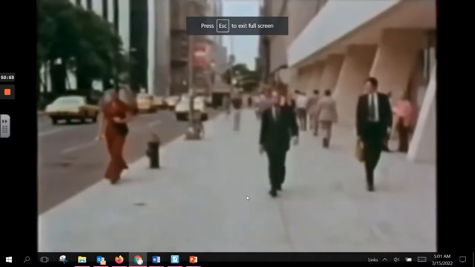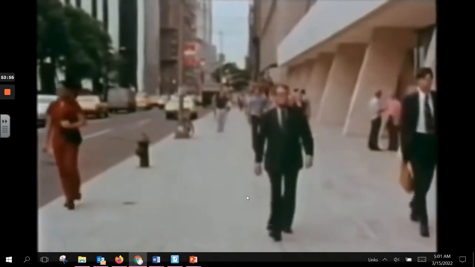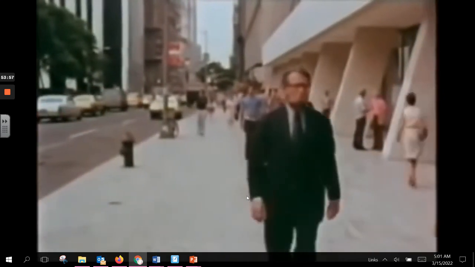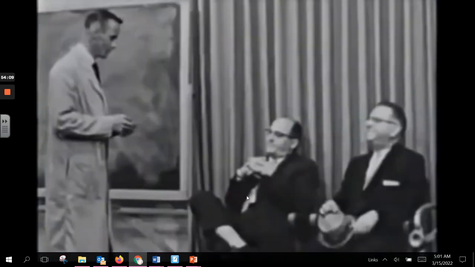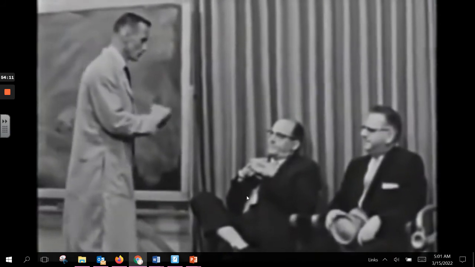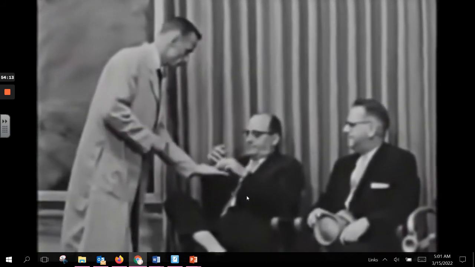A decade earlier, psychologist Stanley Milgram had also looked at how we respond to authority. In order to understand how people were induced to obey unjust regimes and participate in atrocities such as the Holocaust, he set up an experiment. Volunteers were told they were taking part in scientific research to improve memory.